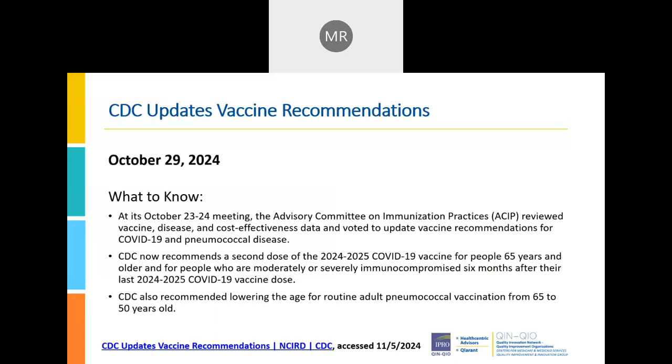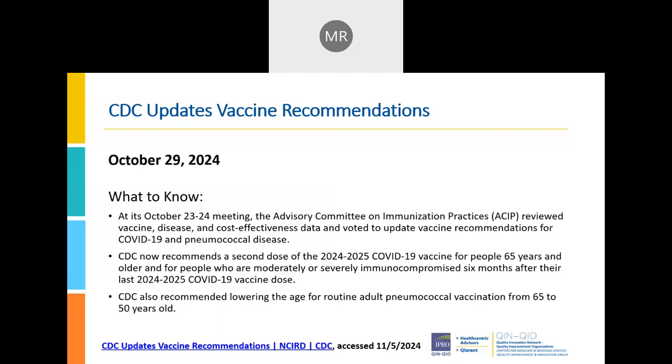At its October 23rd and 24th meeting, the Advisory Committee on Immunization Practices, so ACIP, reviewed vaccine, disease, and cost effectiveness data and voted to update vaccine recommendations for COVID-19 and pneumococcal. CDC now recommends a second dose of the 2024-2025 COVID-19 vaccine for people 65 years and older, and for people who are moderately or severely immunocompromised, 6 months after their last dose. So, two for many of your residents this year.